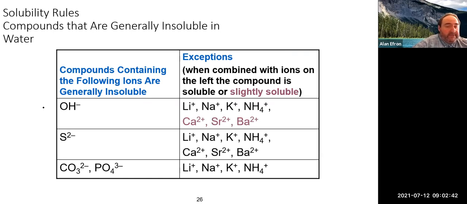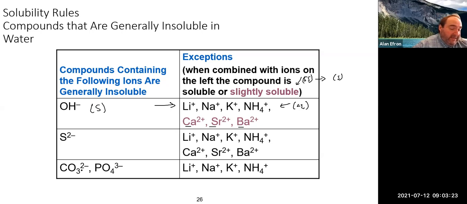Here are also some more rules. These are typically insoluble, which means if you see the ones on the left in a formula, it typically makes a solid. But there are some exceptions. The exceptions are lithium, sodium, potassium, and ammonium, which is what we saw in the previous one, everybody in group 1. If you have any of these, it would then become aqueous, and you would not expect a solid to form. Sometimes you'll see slightly soluble, and most people lean towards that being insoluble.